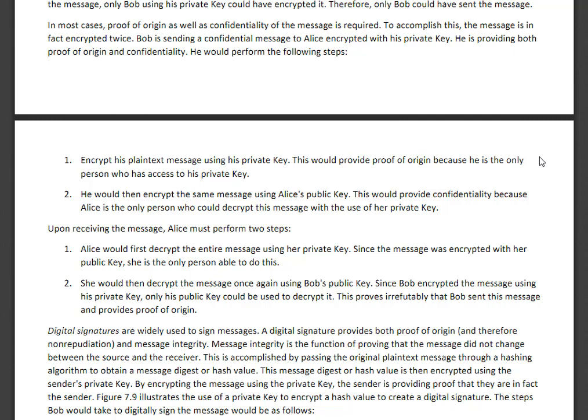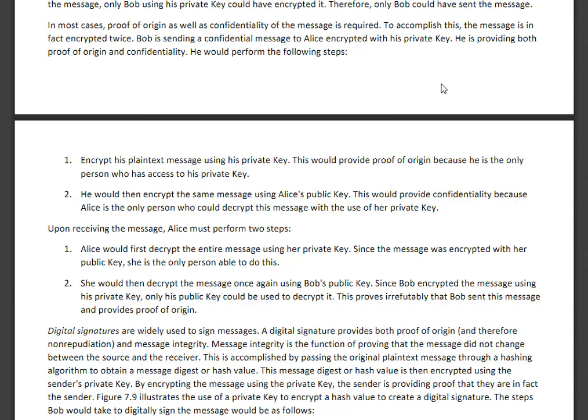holds her private key. Upon receiving the message, Alice first decrypts the entire message using her private key. Since it was encrypted using her public key, she's the only person that can do this. Confidentiality. She then decrypts the message again using Bob's public key, and since only Bob could have encrypted the message using his private key initially, only that public key can decrypt it, and this irrefutably proves that Bob was the sender of the message. This provides proof of origin, or what we call non-repudiation.